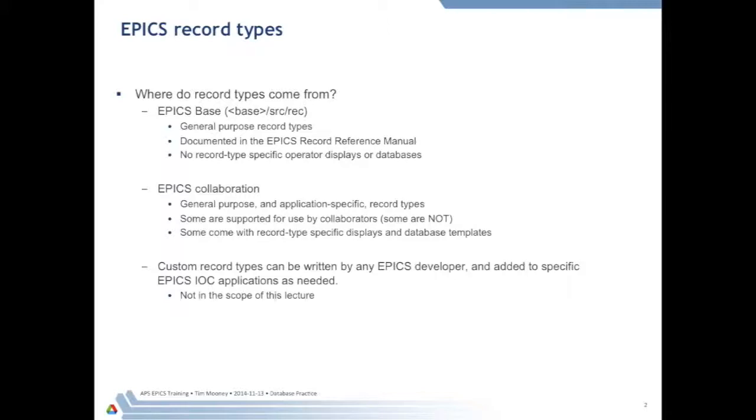You can also get record types from the EPICS collaboration. There are some general purpose and some application-specific record types. And some of them are supported for use by collaborators, and some of them you're kind of on your own. And some of them come with MEDM displays or CAQTDM displays specific to that record type, and there are a lot of examples of databases with record types. And you can write custom record types. Now, I'm not going to be talking about that today, but it is something that EPICS supports.